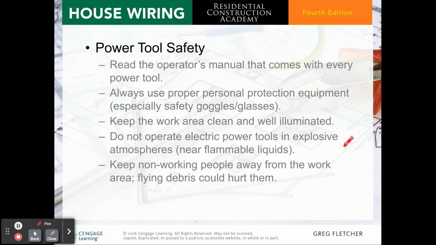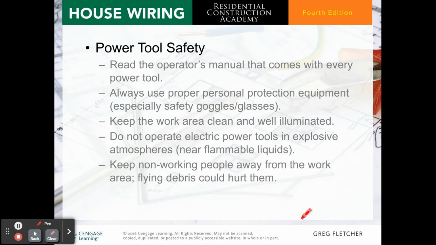Power tool safety. Always read the operator's manual that comes with every power tool. They could be different depending on manufacturer. Always use proper personal protection equipment, PPE, especially safety goggles or glasses. Keep the work area clean and well lit. Do not operate electric power tools in explosive atmospheres or near flammable liquids such as gas.